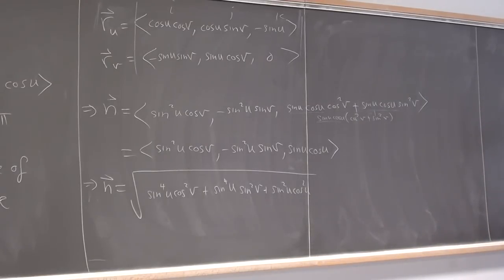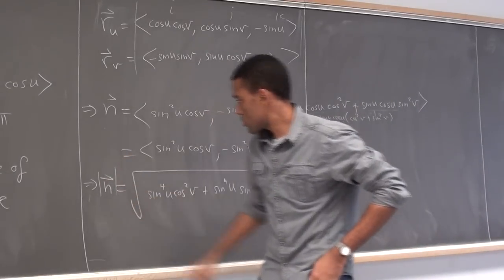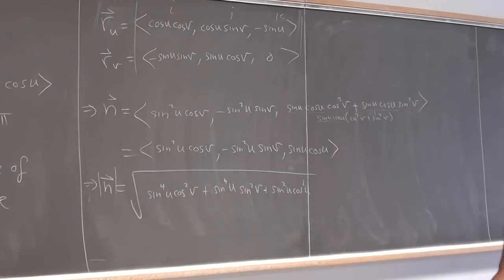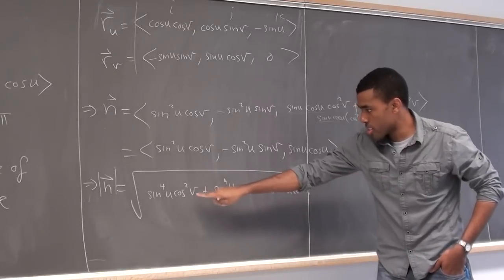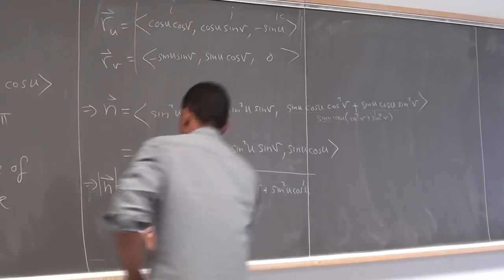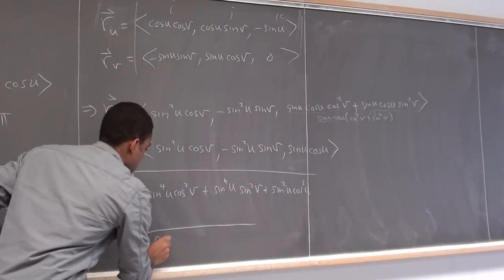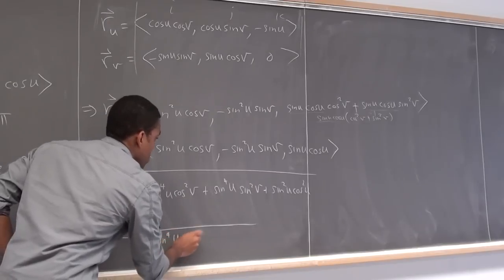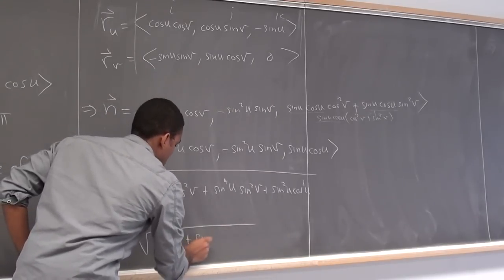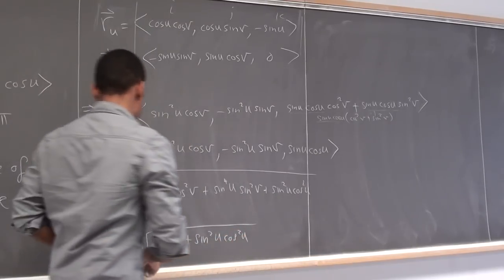There's another pair. You got your magnitude. It's not a vector. You can make the sine to the 4th add over the sine to the 4th. So sine to the 4th is common. You factor it out, you'd be left with a cosine squared plus sine squared, which is 1. So you just end up with the radical of sine to the 4th u plus sine squared u cosine squared u.